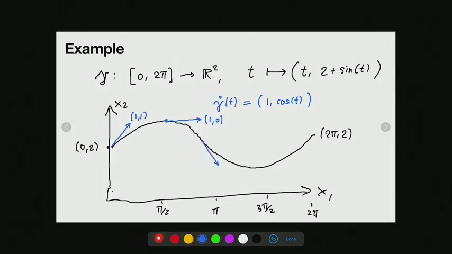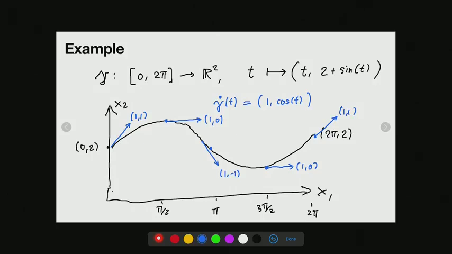Then everything goes down, and the vector at this point will be (1, -1). And again, we reach this plateau, (1, 0). And up here, we are again at (1, 1) in the limit. Okay, it's not closed, but it's a simple curve.